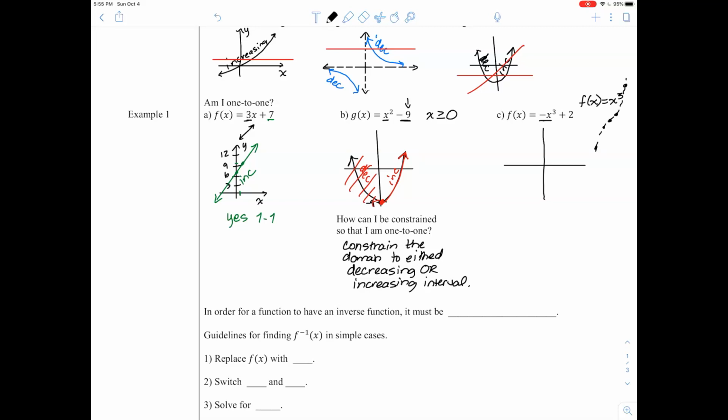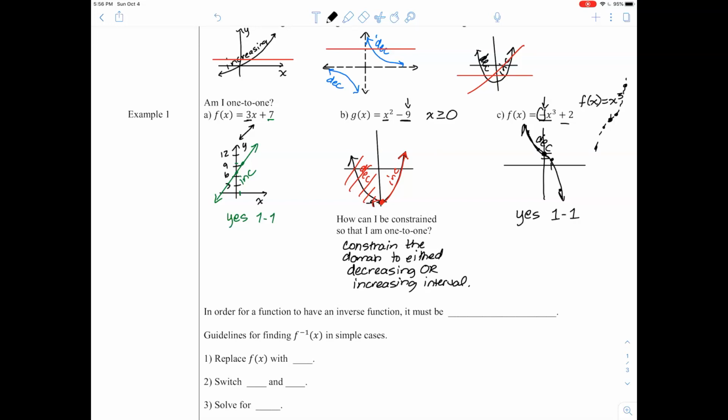So if we look at this graph, what's happened is the parent function has a vertical flip, so it's flipped upside down, and then it's shifted up 2. So the 0, 0 would move up 2, and then the points would just flip, and so this graph would look something like that. And so you can see because of that negative flip on it, it is decreasing as you move across the domain. And so we would say that yes, this is 1 to 1.